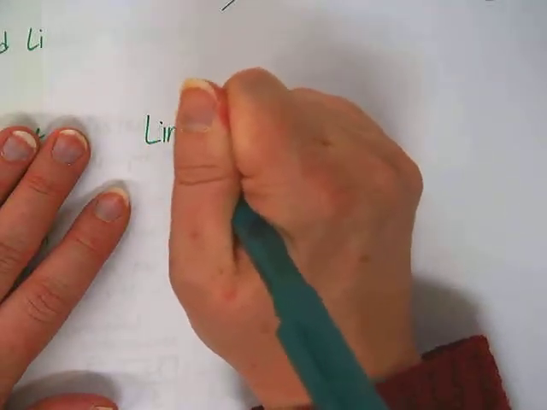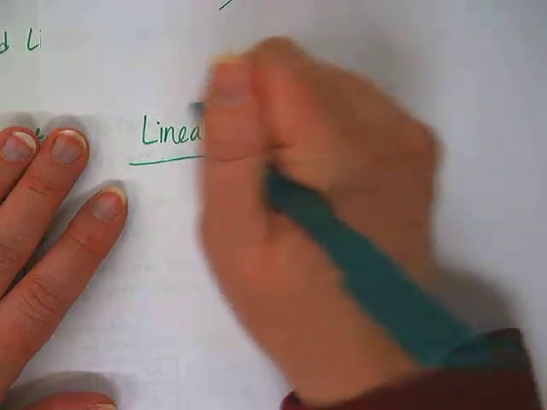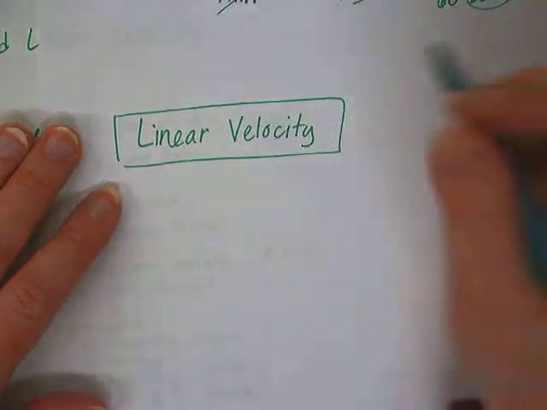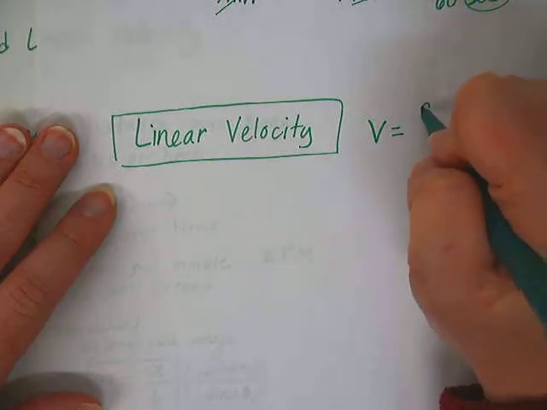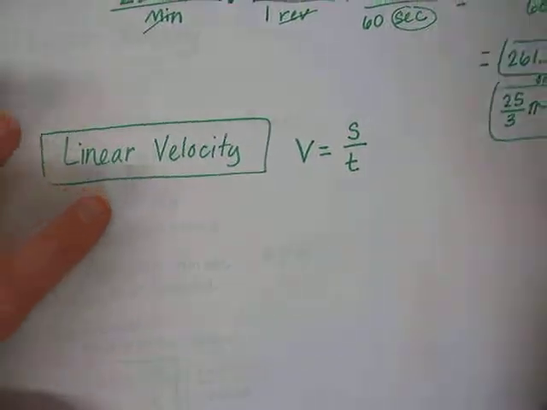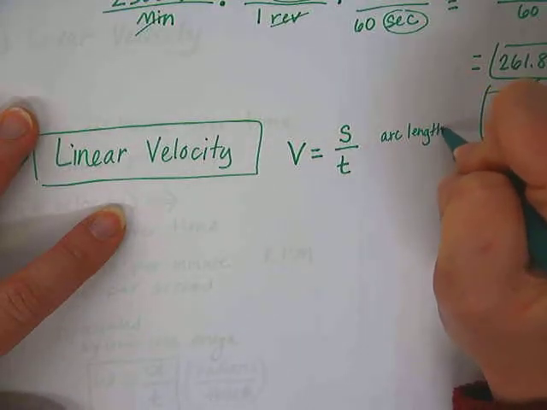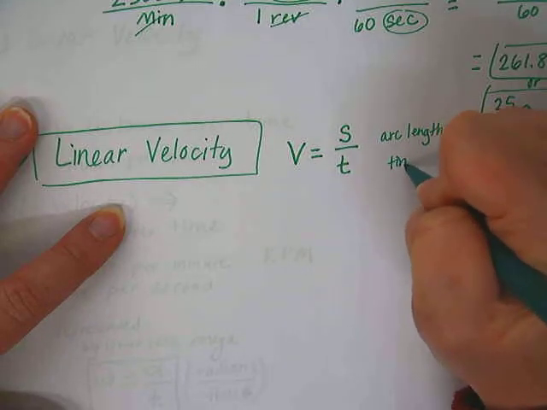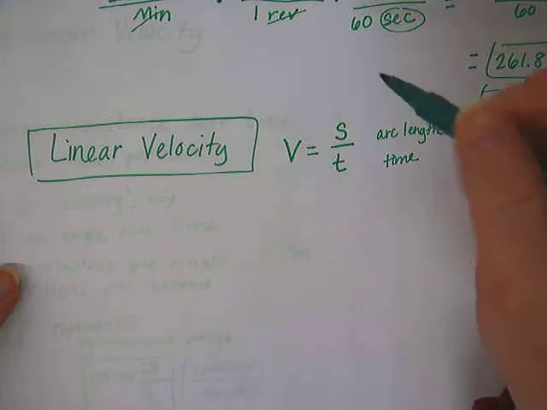Here's another formula, but honestly, I don't use these formulas as much as I just use conversion factors. When I start trying to use the formulas, I get confused. So the stuff we've been doing with conversion factors is going to be the most important thing. Linear velocity, we're going to use a v. And linear velocity can be found by taking s divided by t. And s represents arc length. And t represents time.